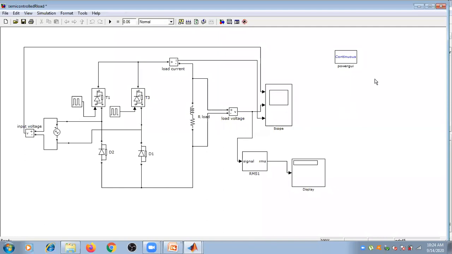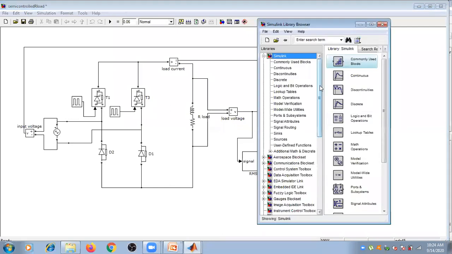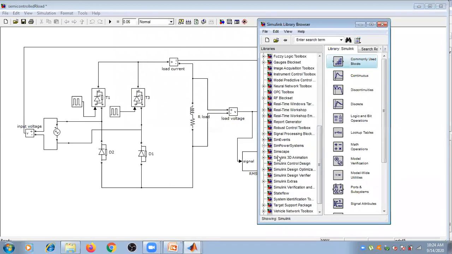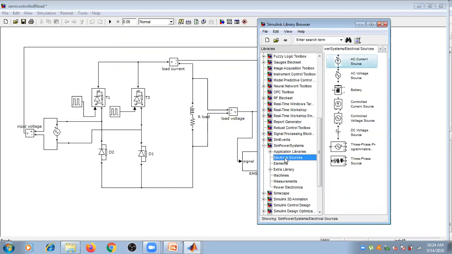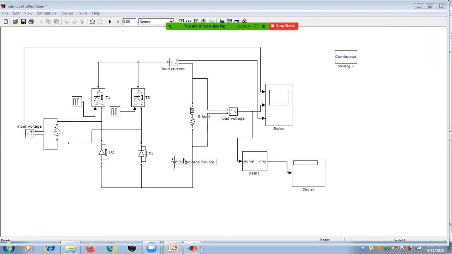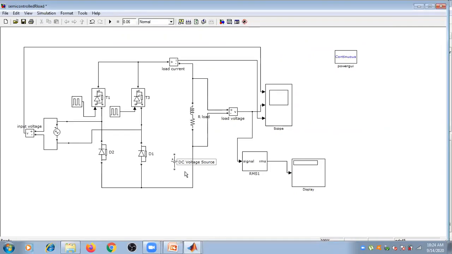Now I am going to take a battery DC source, so that can be taken from the SimPower Systems toolbox. In the SimPower Systems toolbox, you will have electrical sources. In these electrical sources, you can choose a DC voltage source, because here we are using a DC motor and the back EMF of this motor will be a DC value.